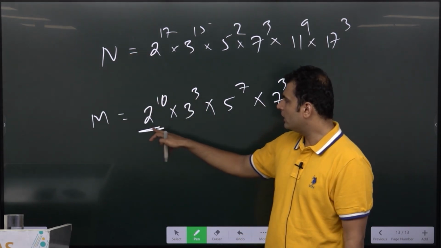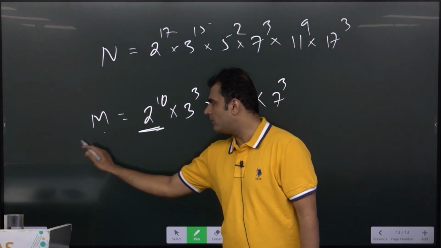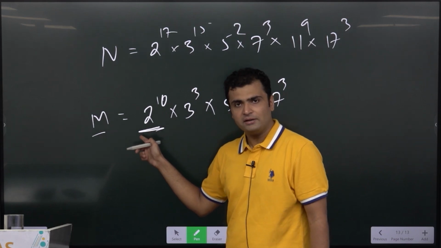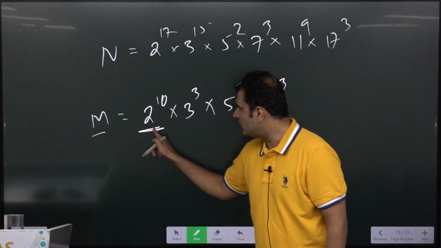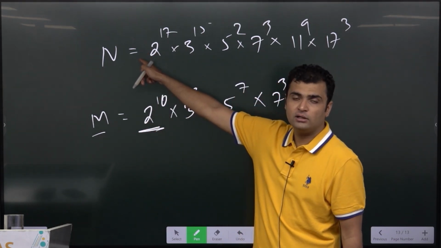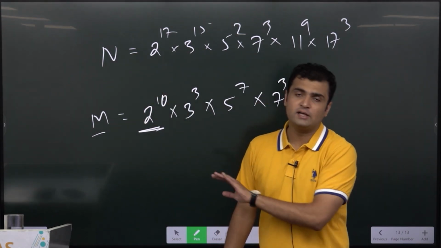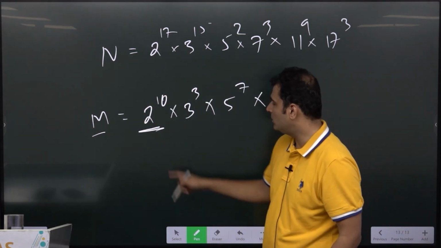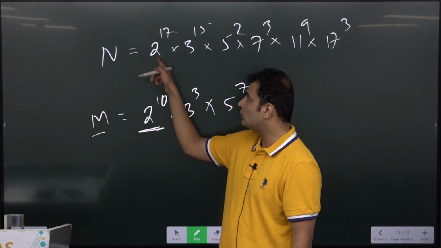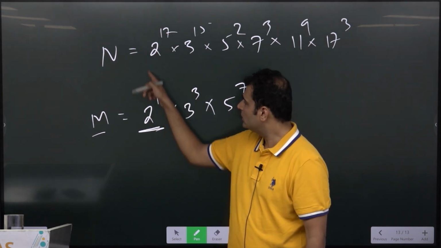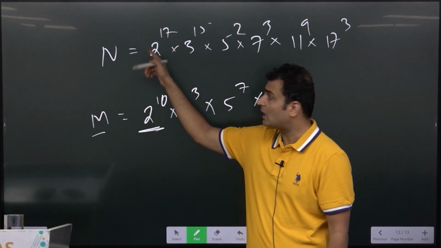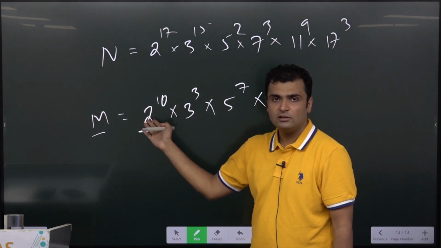मतलब अगर this number M में यहाँ पे 2^10 है, तो वो 2^10 ऊपर भी होना चाहिए, then only we can say that it is a factor. अगर वो नहीं है तो that is not a factor. For example, here we have 2^10, here we have 2^17. So yes, 2^10 तो यहाँ पे है, यहाँ पे 17 है ना, यहाँ पे तो 10 ही है.